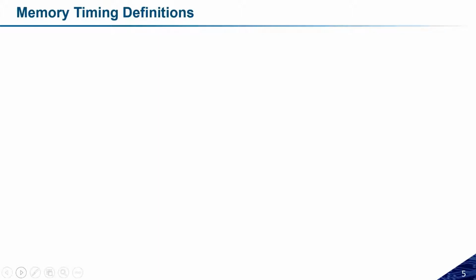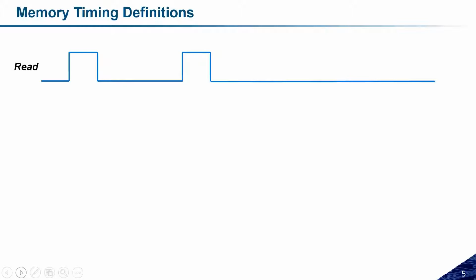Suppose I have to perform some read operation. In that case, if the read pulse is high, it means we are able to perform a read operation from the memory. So whenever the read pulse is high, we can perform the read operation. Similarly, this is also a pulse where we can perform the read operation.